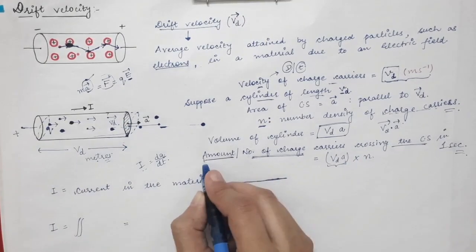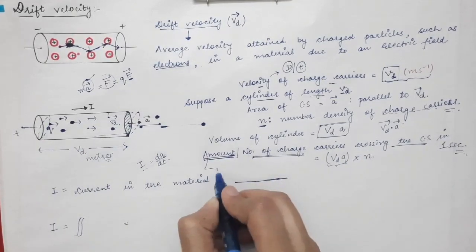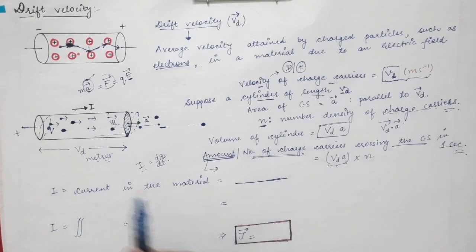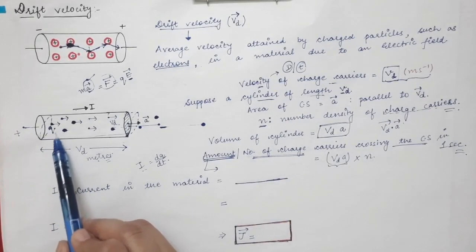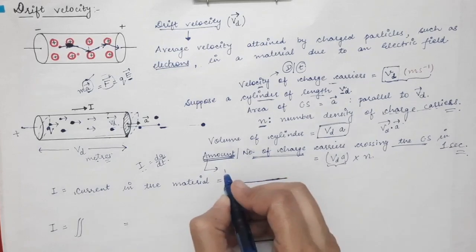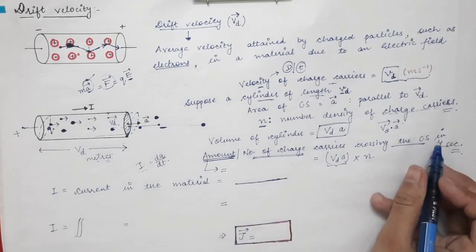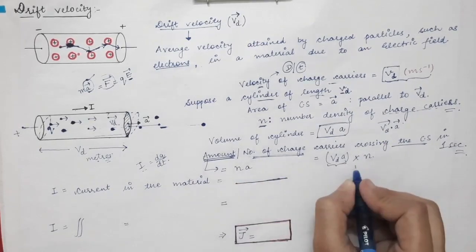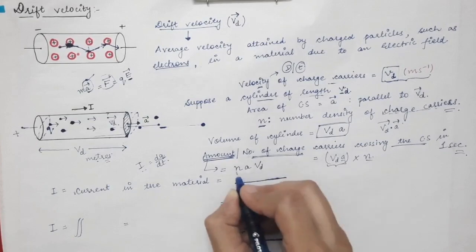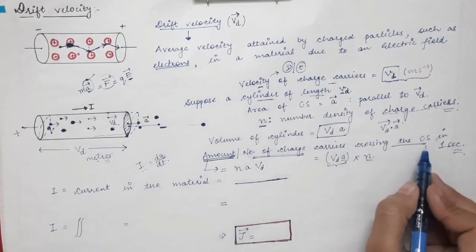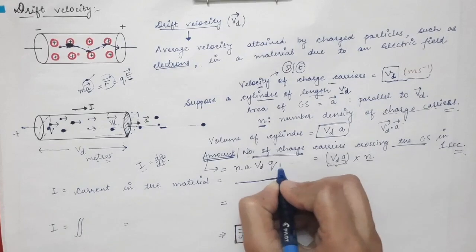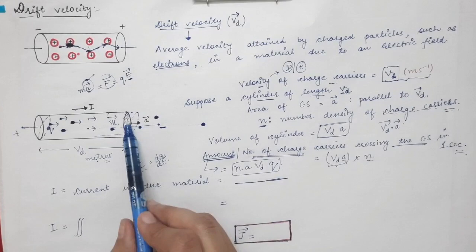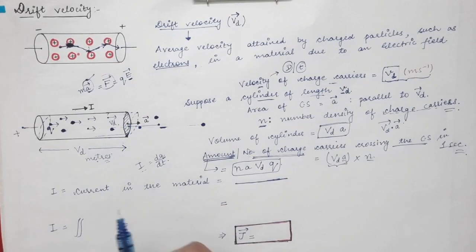So what will be the amount of charge? The amount of charge is nothing but the total number of charges times the magnitude of charge on each charge carrier, which I have supposed to be equal to small q. So the number of charge carriers crossing the cross section in 1 second will be equal to N into A into Vd, times small q. This will give me the amount of charge crossing this cross section in 1 second.